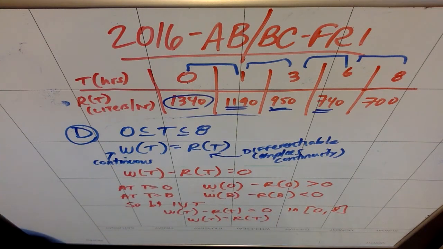So that's the way that the AP did it. I might have gotten an 8 out of 9 on this one if I didn't use the intermediate value theorem. So frequently when they want you to show why something must equal something else, they want you to do it using the intermediate value theorem. In this case, the easiest way to do it was to use W of t minus R of t.